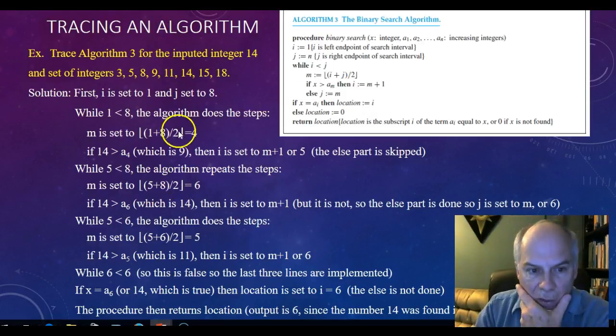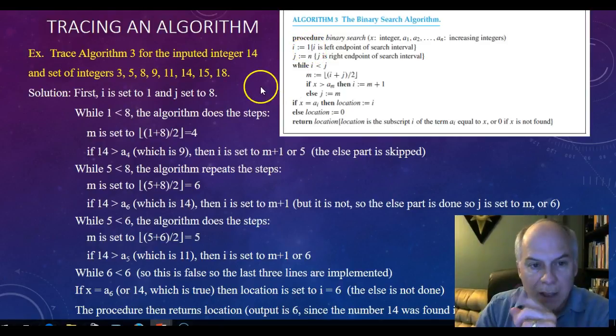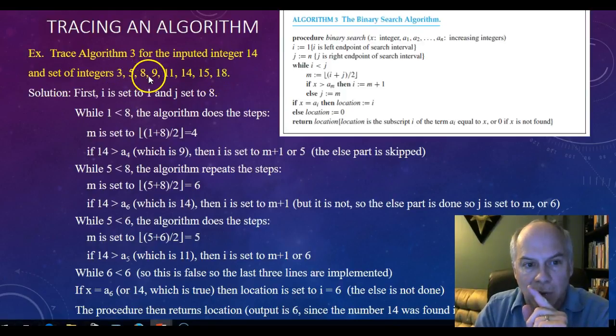Okay, so let's trace using this example's numbers and try to follow through this, and I'll show you what kind of things you should write for a trace. First, I is set equal to 1 and j is set equal to 8. Why is that? Well, I is always set equal to 1. J is set equal to whatever the number of integers is, which would be n. So 1, 2, 3, 4, 5, 6, 7, 8. There are 8 integers, so j will be set equal to 8.